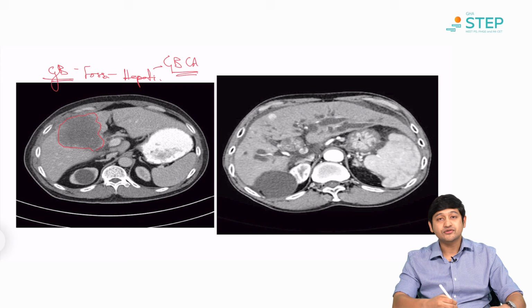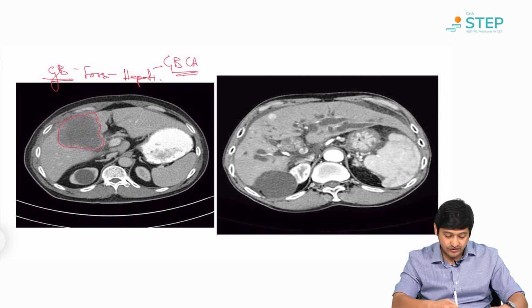All right. This is going to be a slow enhancing lesion, and this is a contrast CT. You can see contrast in the vessels. This one is not enhancing as much as the liver parenchyma next to it. So this is a GBCA.